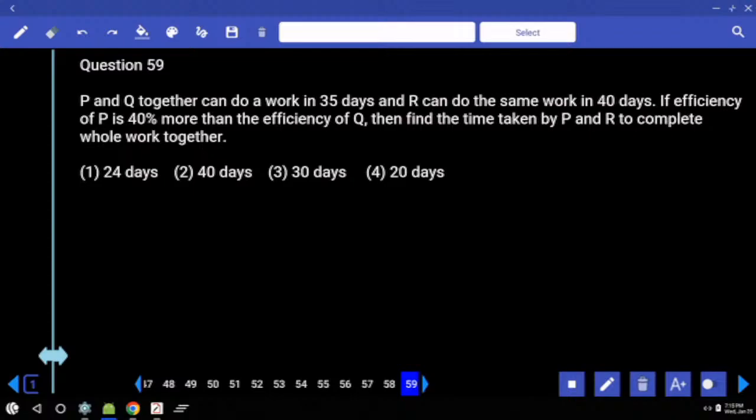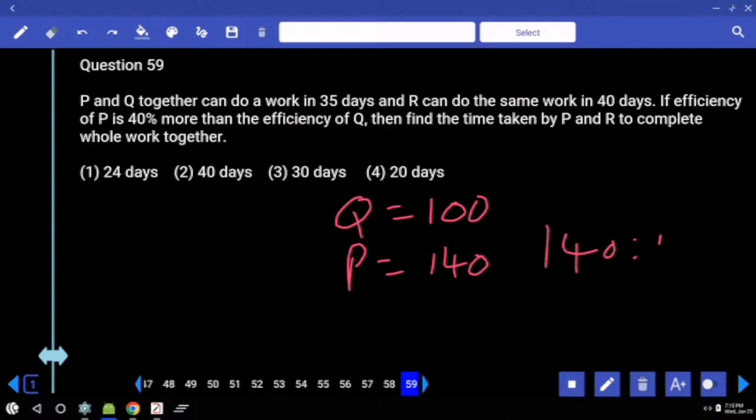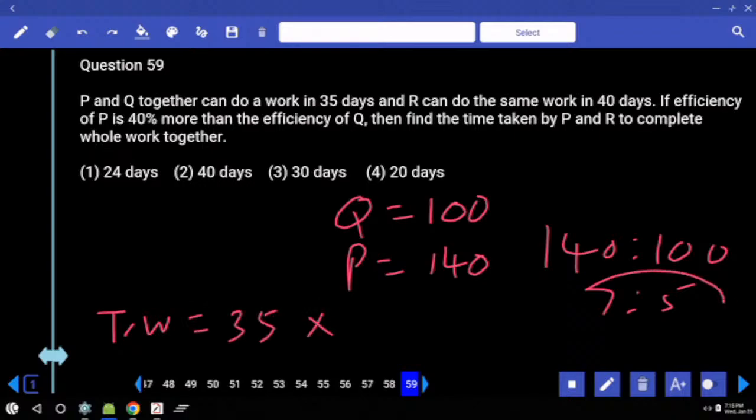Now what we'll do is, P and Q can together complete the work in how many days? 35 days. He says P is 40% more efficient than Q. Suppose if Q's efficiency is 100, then what is the efficiency of P? If you take the ratio of both, is it not 7:5? Okay, 7:5 ratio. So what I will do is first of all find the total units of work done. How much work is present? These two can together do it in how many days? 35. So total work is equal to 35 days into these two efficiencies combined.